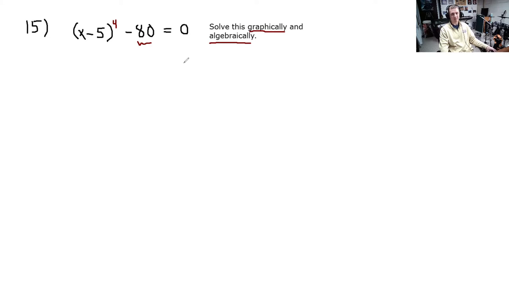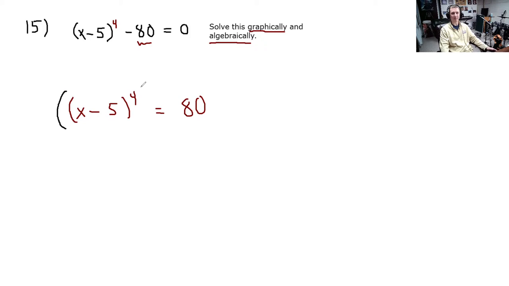Okay? So I wanted to use this example, really any one of these numbers 5 through 16, because this is a good opportunity to say that and announce it. But here we go. So algebraically, we want to isolate the x. So we'll add the 80 to both sides. And from there, what should we do? What do you think? Set each side to the fourth root. Say what? Set each side to the fourth root. Yes, the fourth root. Perfect.